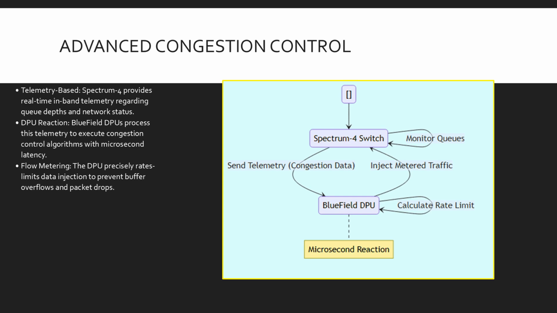This state diagram shows the control loop. The Spectrum 4 switch starts by monitoring its internal queues. It sends telemetry data indicating congestion levels to the Bluefield DPU. The DPU calculates the optimal transmission rate and then transitions to injecting metered traffic back into the switch. This tight loop ensures that the network operates at peak efficiency without becoming overwhelmed.